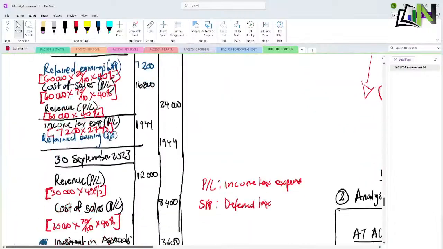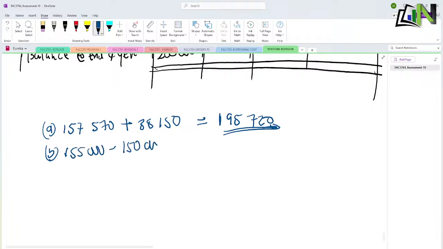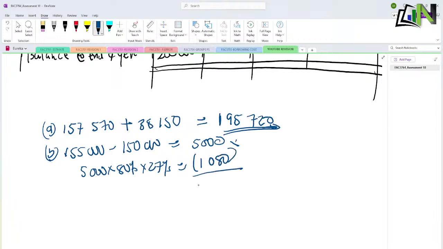155 minus 150. So we're gonna come here and put 155,000 minus 150,000. That is going to be 5,000. All right. Now this 5,000, we actually need it after tax. Let's do the tax separate. So the tax is going to be 5,000 multiplied by 80% multiplied by 27%. This is giving 1,080. So I'm gonna do this so we can get the amount after tax, because the equity must be shown after tax. So I'm getting 3,920. So that's the figure that I'm gonna put there.